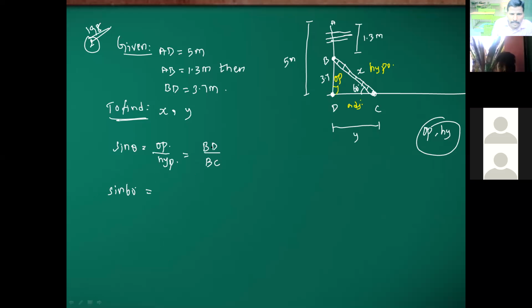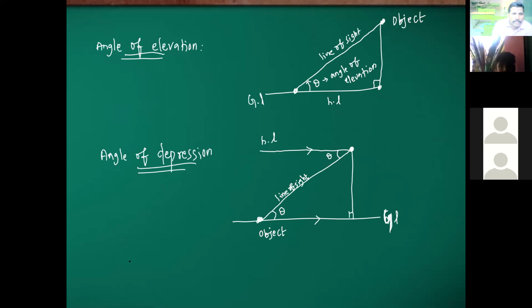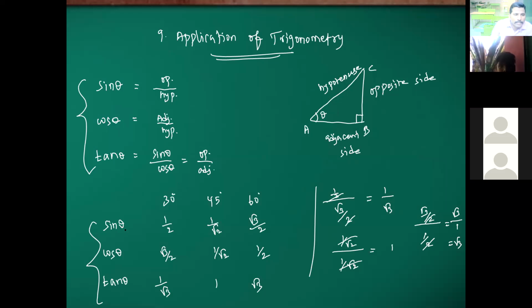Sine 60, which is equal to, BD length we have 3.7, and DC length x, that needs to be found. Now sine 60 in the sense root 3 by 2, from the table I'm writing this. If you want the table, let me show. The table you should remember here. See here, sine 60 degree is equal to root 3 by 2. This thing you should remember, children. That is very, very useful.